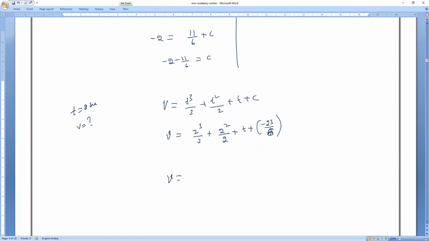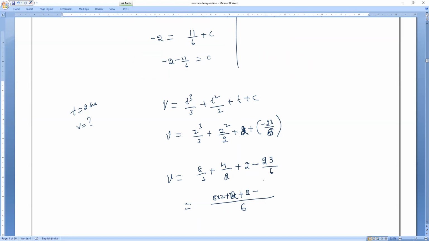Now you can see how we simplify, I will do it. Of course, here also t means 2, we all know. Now 2 cube means what? 8. 8 by 3 plus 4 by 2 plus 2 minus 23 divided by 6. Now, what LCM can I take? 6 is the LCM. Here 3 is there, so 8 twos are 16. Here 4 by 2 is there, plus 2, minus 23 divided by 6. How much is the answer?